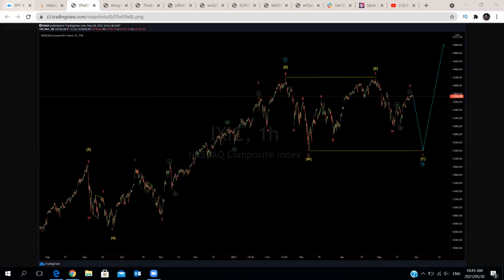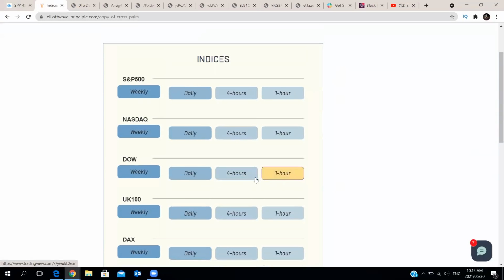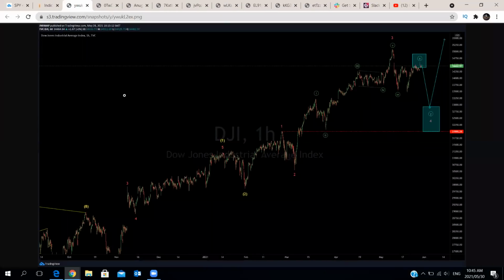All right, so the next one here is the Dow Jones. This is the industrial, not the transportation. So we only have the industrial listed, but they are all the same structures. As you can see, very similar to the S&P 500. We'll look for these to push to the upside.